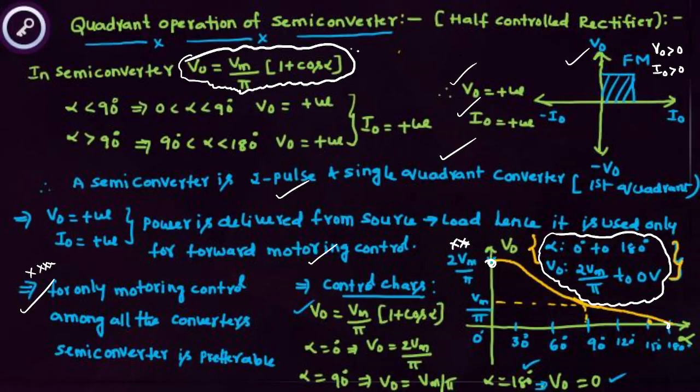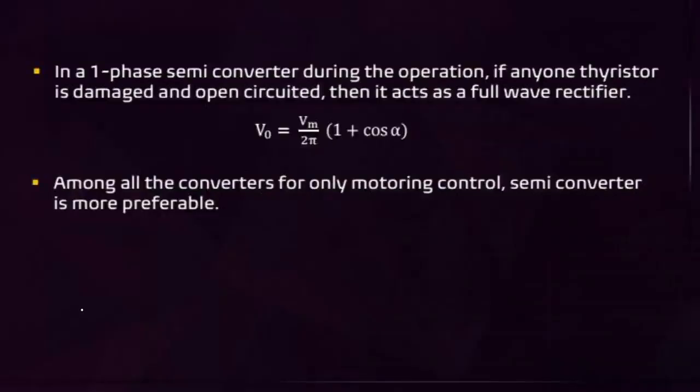Why? Because the average output voltage is this one. In this, substitute alpha 0 degrees, alpha 180 degrees. Then the output is controlled from 2 Vm by pi to 0 volts. Okay, this is about the quadrant operation. Which quadrant converter is this? Single quadrant, that is the first quadrant converter.